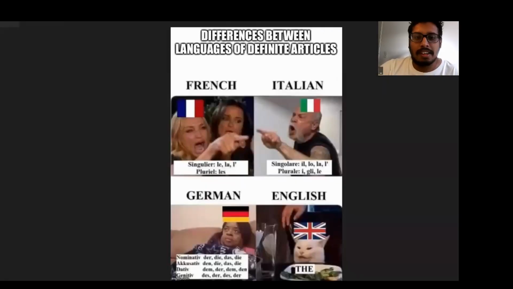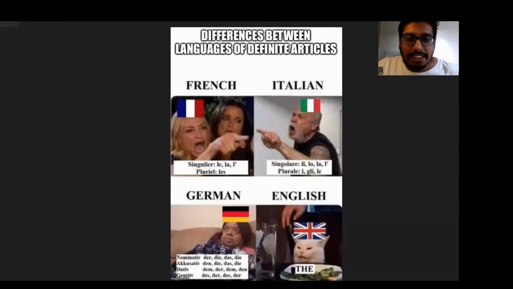Let's try to review some language memes. So let's get to the language memes now. Okay. Yeah. So here's our first meme. Differences between languages of different articles.